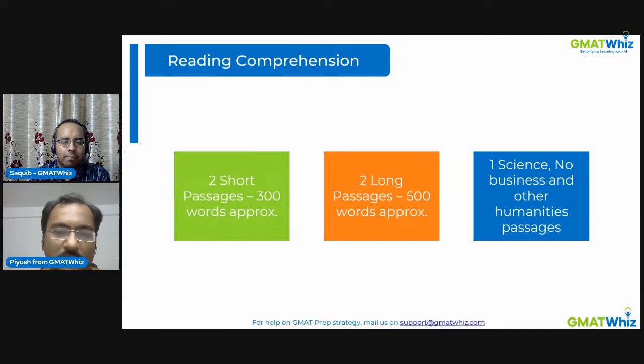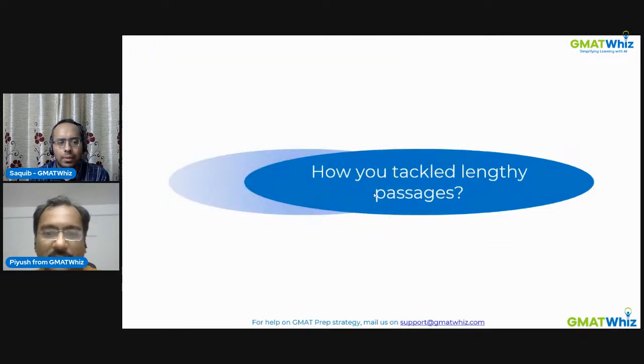But yeah, you will be lucky if you have one science and one business passage in the same test, probably. I would be pretty happy if I got that. Another thing is that people are not getting insanely long passages. There's just one passage Shakib also got, which was a 500-word passage. So how did you tackle that lengthy passage?